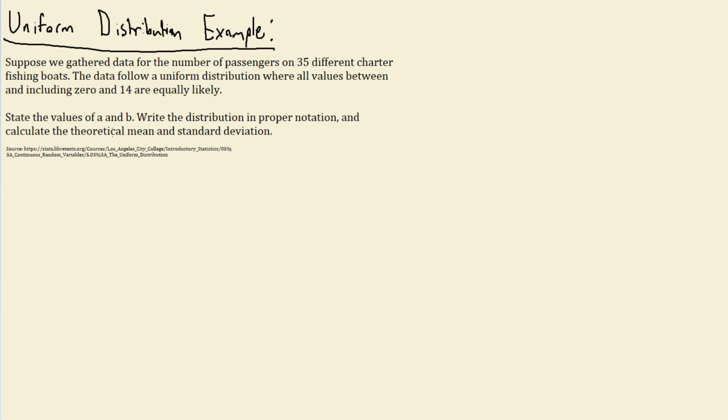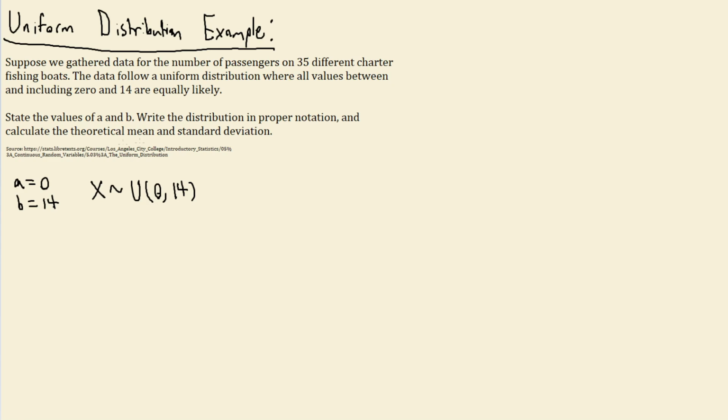And so the values of A and B are the bounds of the support, so the ends of the set of all possible outcomes. And so we said that all values between and including 0 and 14 are equally likely, so these are the bounds. So A here would be 0 and B would be 14. And if we wanted to write this in proper notation, we want to say that x is a uniformly distributed random variable from 0 to 14. That's the way you would notate this formally.